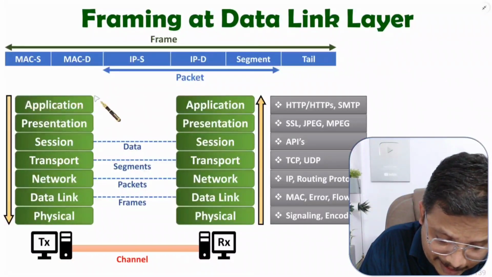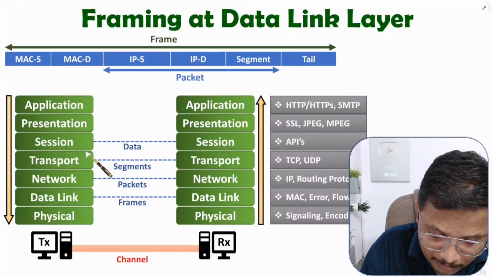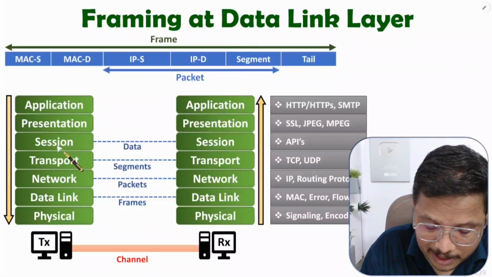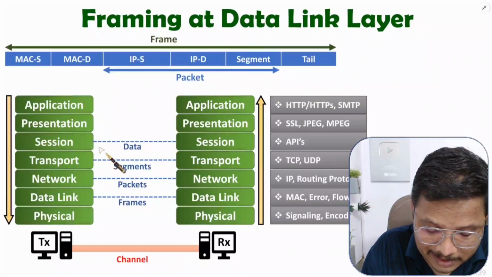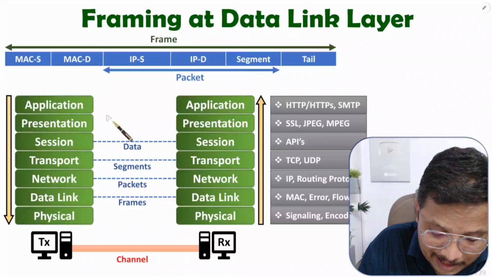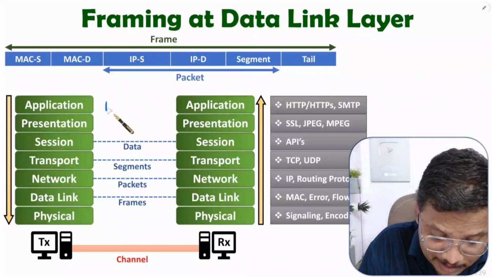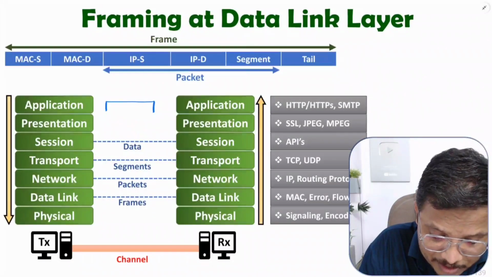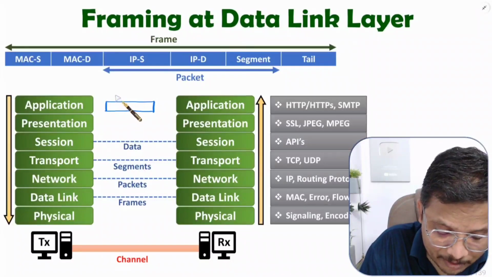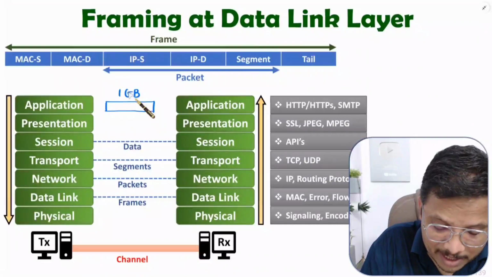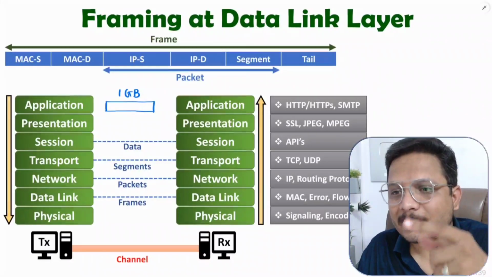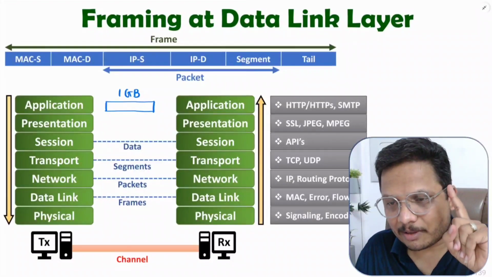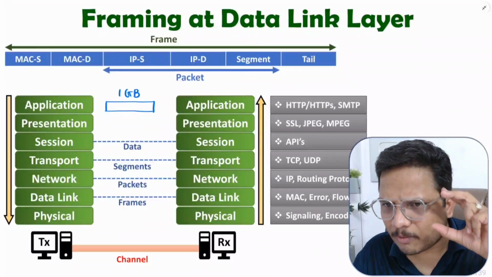Now that data request comes to the output of the session layer. The session layer's output is data, which may be text, video, or image. Suppose you have video data of size 1 GB. A 1 GB frame is too large, and you cannot send a frame of that size. Obviously the size of a frame will be small, right?